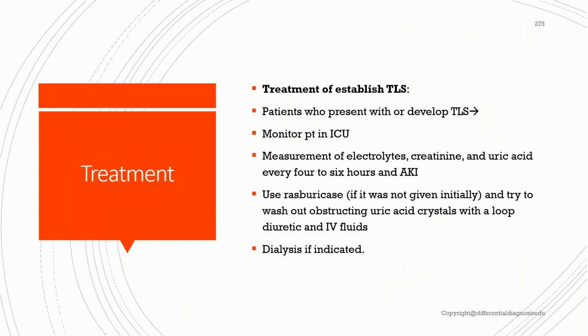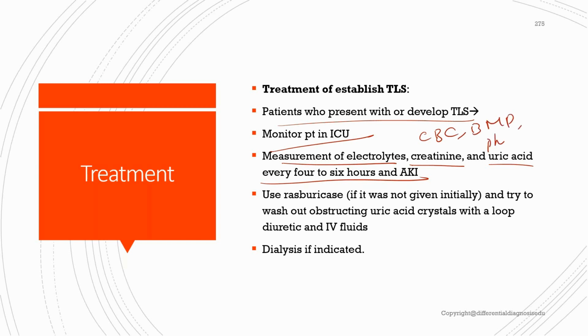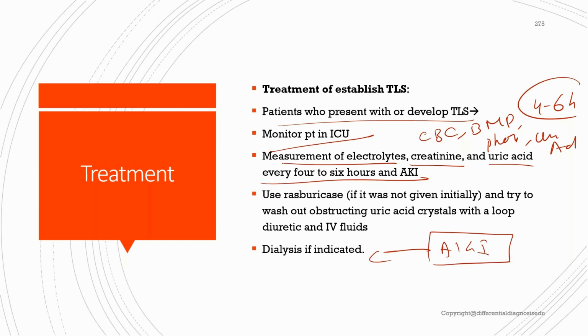Treatment of established tumor lysis syndrome: patients who have tumor lysis syndrome, monitor them in the ICU, and maintain electrolytes, creatinine, and uric acid. You have to check electrolytes every 4 to 6 hours. Check CBC, BMP, phosphate level, and uric acid level every 4 to 6 hours, and correct as needed. If the patient develops severe AKI, they might need dialysis.